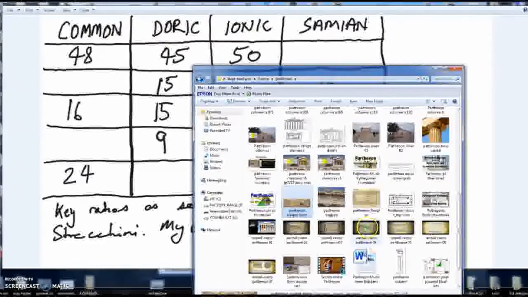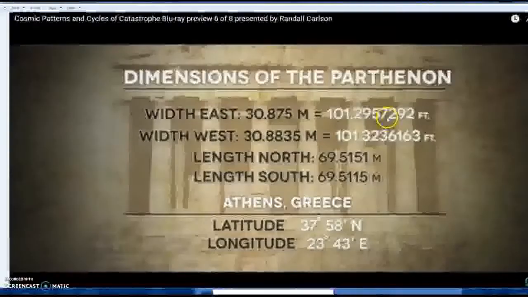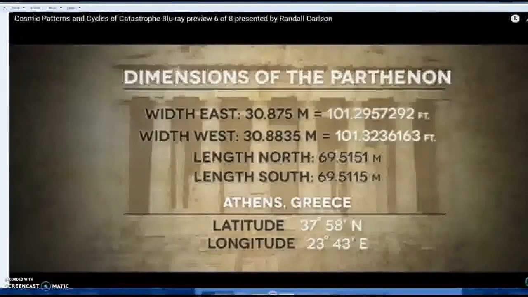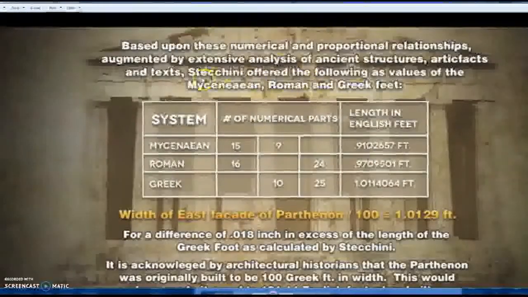Now I'd like to bring up a screenshot from a Randall Carlson presentation where he shows the work of Stecchini. Which one are we? Okay, so there's a lot of information. There's Cosmic Patterns and Cycles of Catastrophe, Blu-ray, 6 out of 8, presented by Randall Carlson. If you want to check it out, it's an excellent series. But Stecchini, he shows the values for the Mycenaean, Roman, and Greek foot.